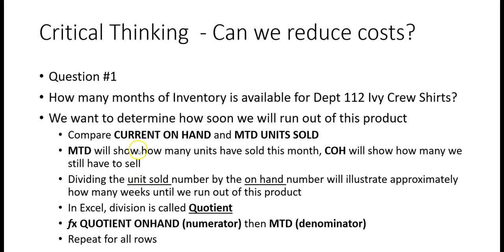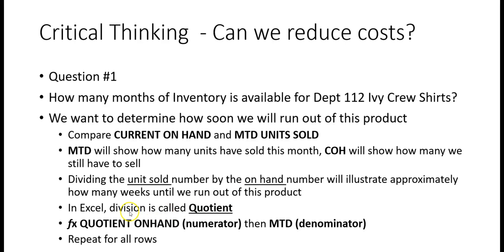Our first question is, how can we reduce costs? How many months of inventory is available for Department 112 Ivy Crew shirts? What we want to do is determine how soon we're going to run out of this product. What we're going to do is compare our current on hand and our month to units sold. Month to units sold is going to show how many units have sold this month, and current on hand is going to show us how many we still have to sell. Dividing the units sold number by the on hand number is going to illustrate approximately how many weeks we have until we run out of this product.